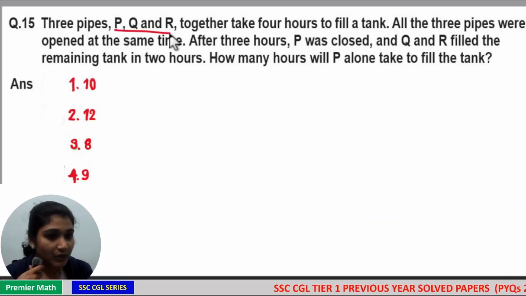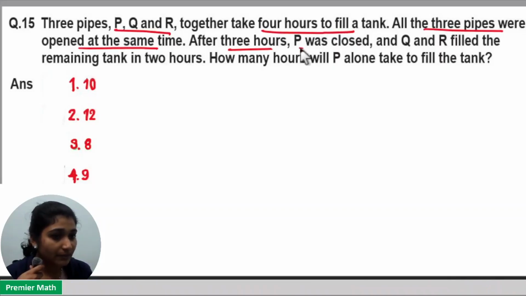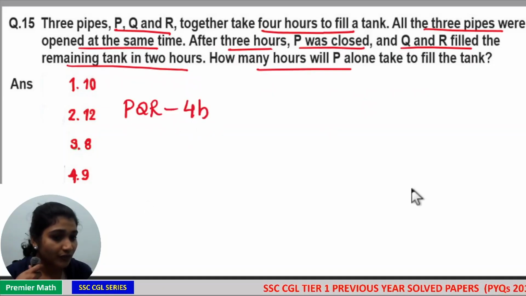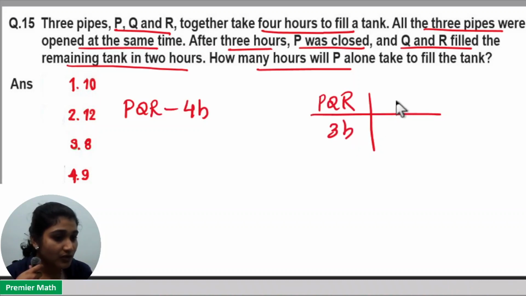3 pipes P, Q and R together take 4 hours to fill the tank. All the 3 pipes were opened at the same time. After 3 hours, P was closed and Q and R filled the remaining tank in 2 hours. How many hours will P alone take to fill the tank? Here P, Q, R together take 4 hours to fill the tank. First P, Q, R opened together for 3 hours, then P closed and Q and R worked for 2 hours more.